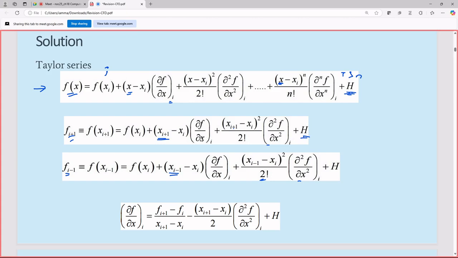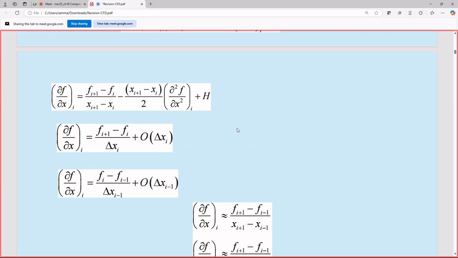From this we can get the first equation. From the first equation we can take this particular term, the partial differential term dou f by dou x at I. It can be termed as f of I plus 1 minus f of I by xi plus 1 minus xi, minus the higher order terms.